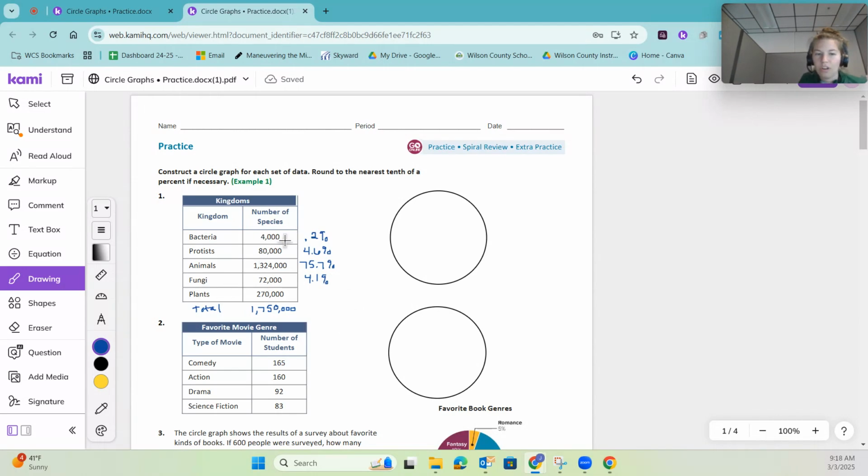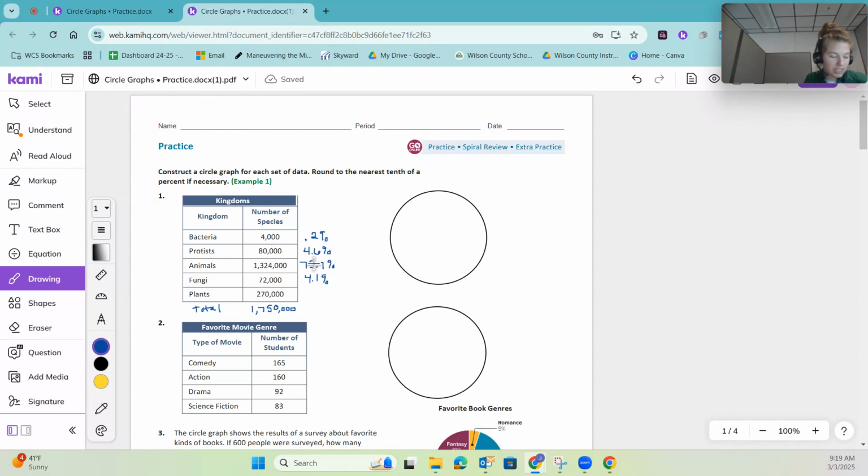Okay, again, in order to find my percents, I'm taking these numbers and I'm just dividing by this total and then multiplying by 100 in order to turn it into a percent. So 4,000 divided by 1,750,000 gave me 0.002. And when I converted that into a percent, that gave me 0.2%. Okay. And then 80,000 divided by that gave me 0.046, which gave me 4.6% when I converted it into a percent. Okay, so that's what I'm doing here.